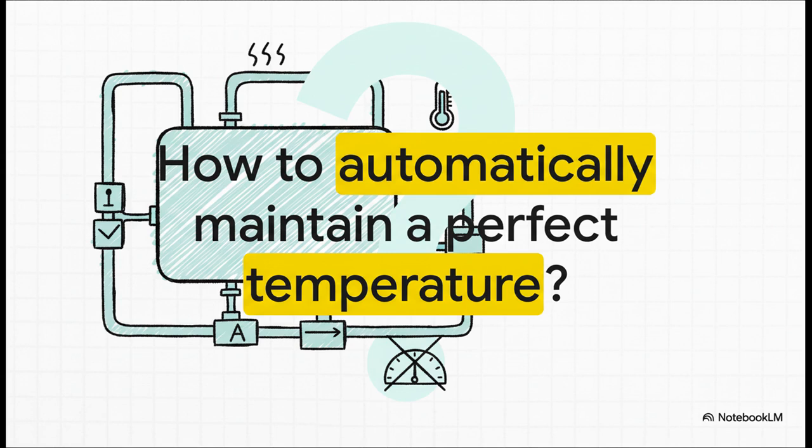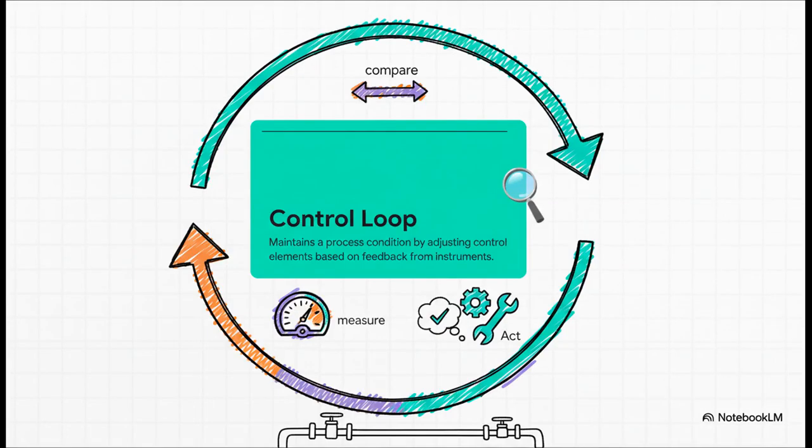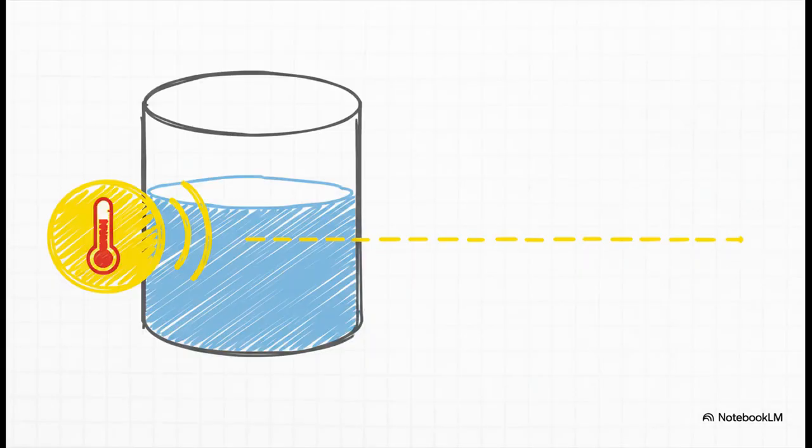How does a system automatically keep the liquid in a huge industrial tank at the perfect temperature without a person constantly turning a dial up and down? The answer is the control loop, and it's basically a feedback system. It's a non-stop cycle of measuring a condition, comparing it to where it should be, and then acting to fix any difference. That's it. Measure, compare, act. Over and over again.